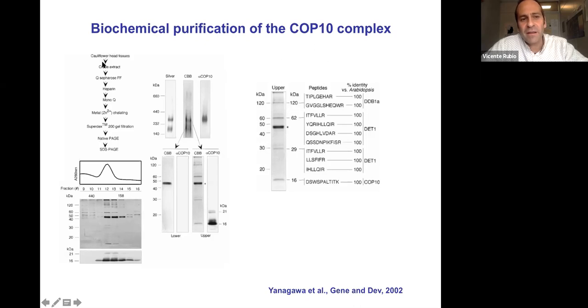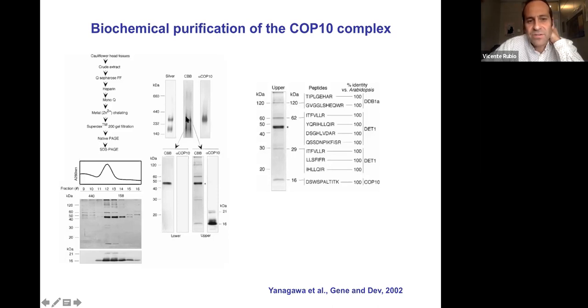And by different steps of fractionation and purification, with different columns, she ended up with a semi-purified sample that she applied to a gel filtration column to fractionate the proteins depending on their size. And she collected fractions that contain her protein of interest, COP10, because she had an antibody against COP10, so she could see in which fractions COP10 was enriched. And after that, she collected those fractions and separated them in a native gel.